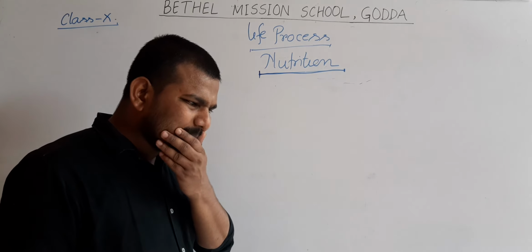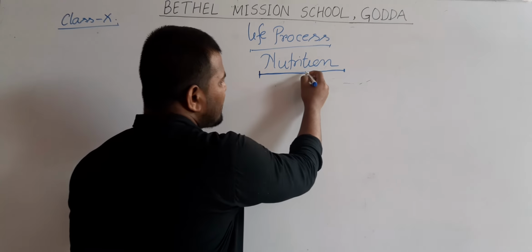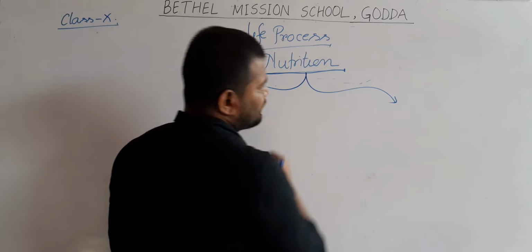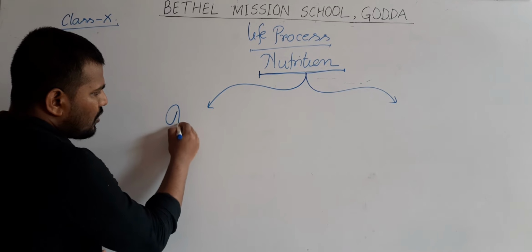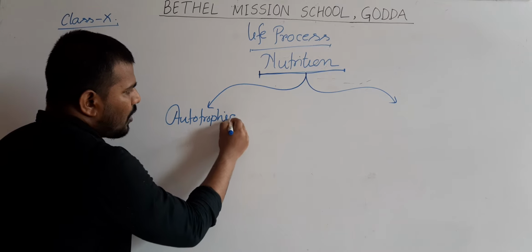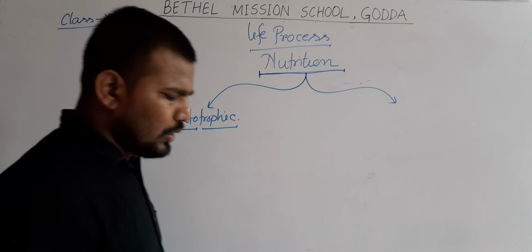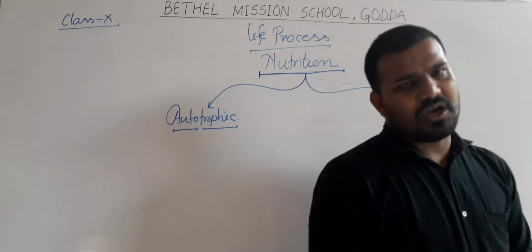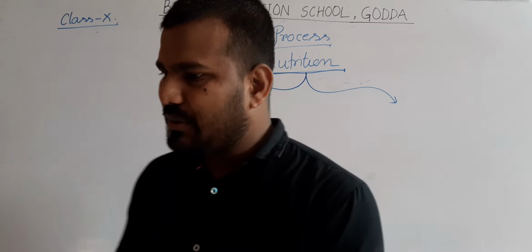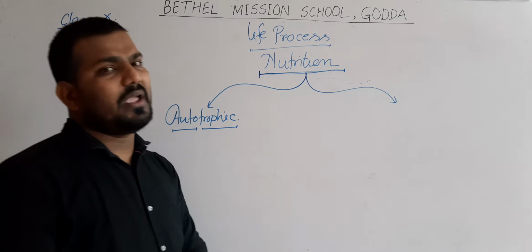Now, the types of nutrition. We know that on the basis of ecological role, nutrition has two types. The first one is autotrophic. Auto means self, trophic means nutrition. So, the organisms which are able to make their own food, or able to synthesize their own food, their mode of nutrition is autotrophic.